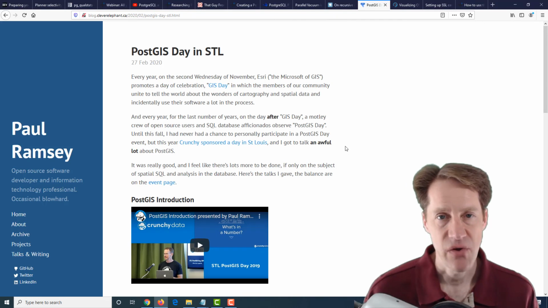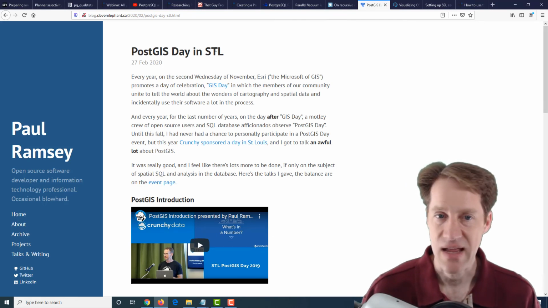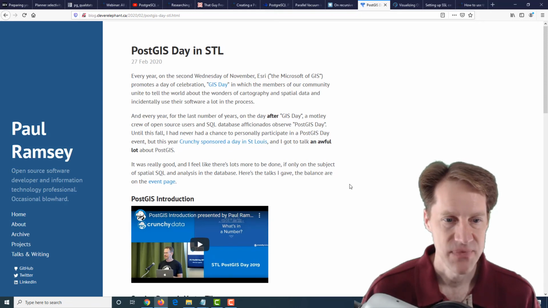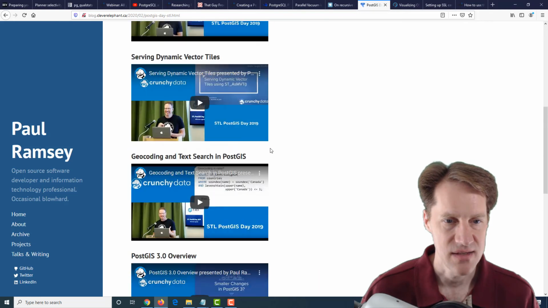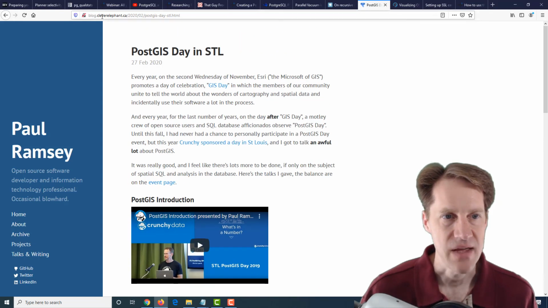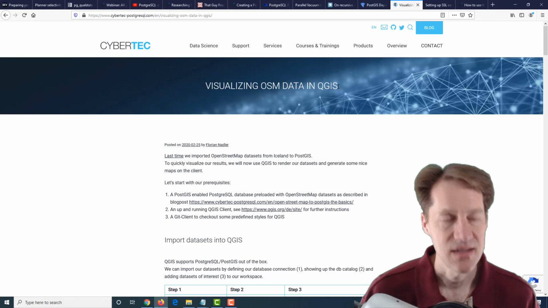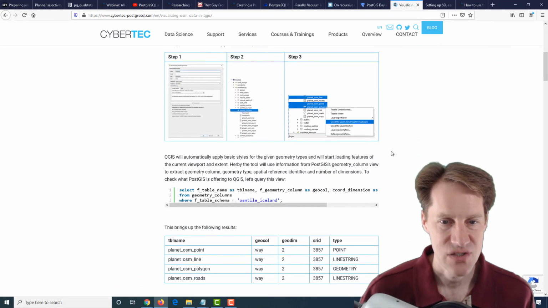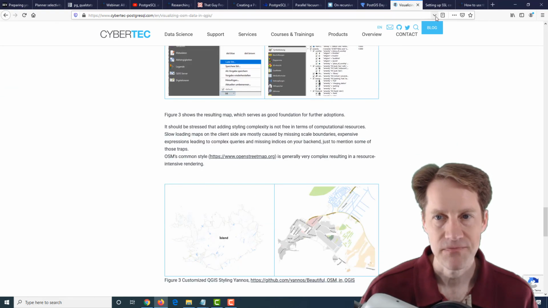The next series of posts are all about PostGIS. The first one is PostGIS Day in STL, meaning St. Louis, and there's a number of presentations talking about PostGIS that have been presented here. This is from the cleverelephant.ca blog. The next piece of content is visualizing OCM data in QGIS, and this is from cybertec-postgresql.com. So if you have an interest in doing this mapping, definitely a blog post to check out.